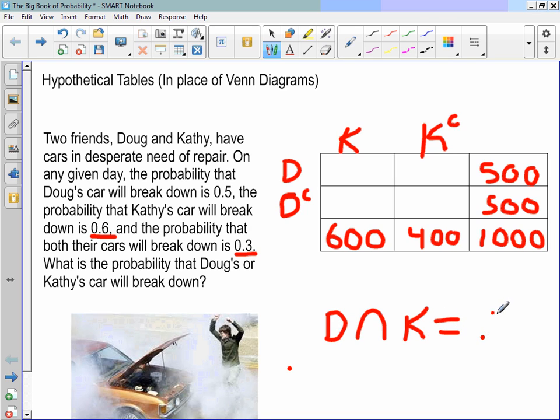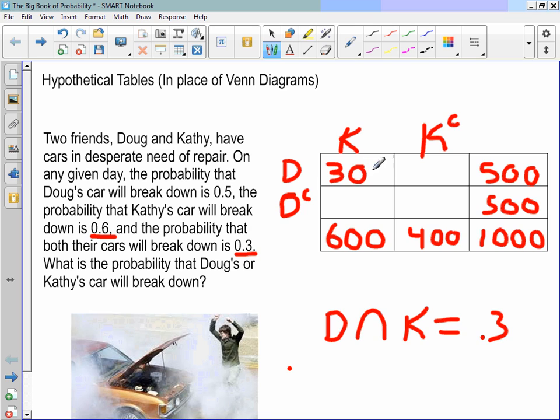So where is it that Doug and Kathy both meet? Well, Doug is this direction. Kathy is this direction. So where is it that they both meet? Here, this box. So what's the probability that both Doug and Kathy will break down? Well, 30%. That means that 300 days out of those 1,000.